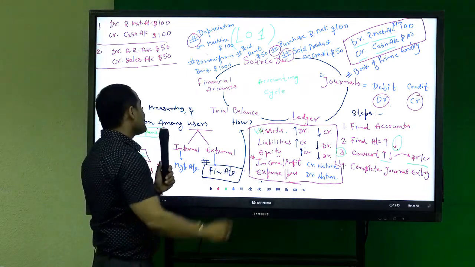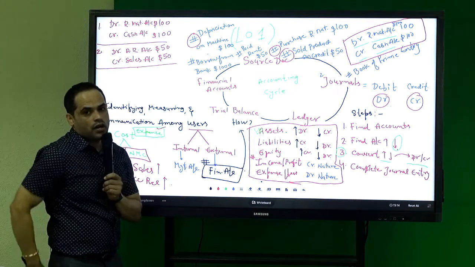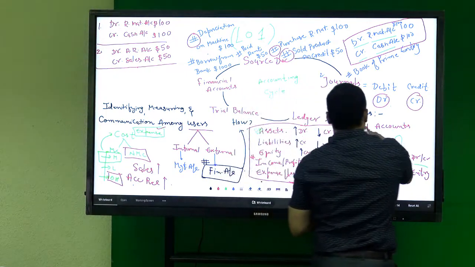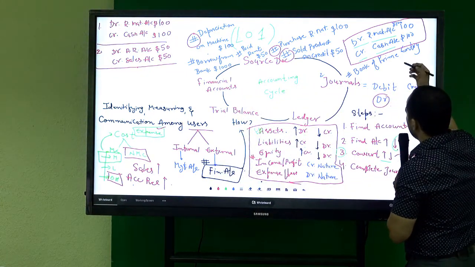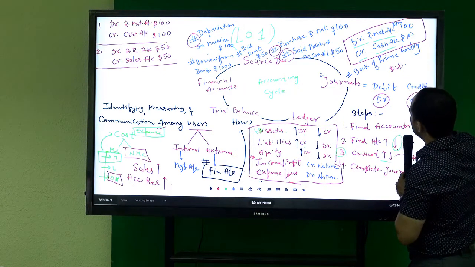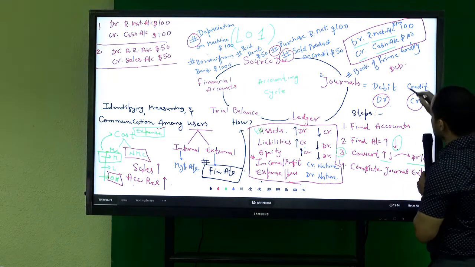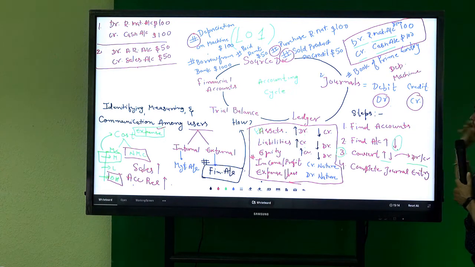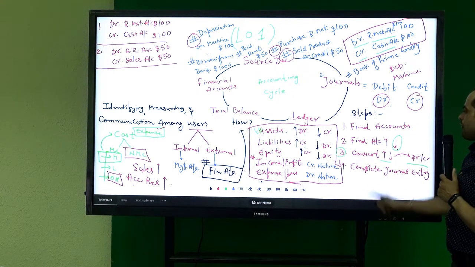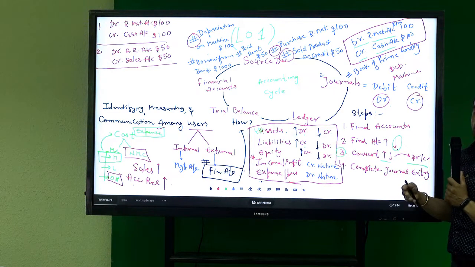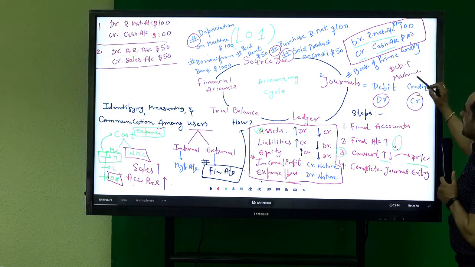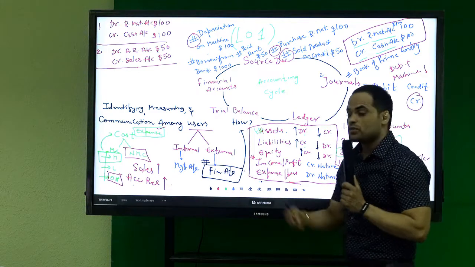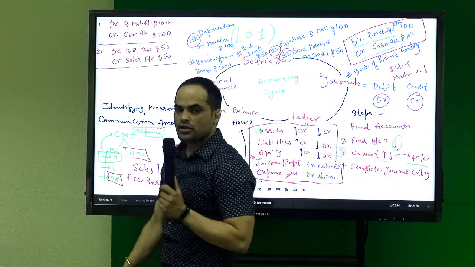So now let's do it. Depreciation on machine $100, right? So depreciation on machine, find accounts, right? So we have two accounts affected here. First is depreciation, right? Second one is machine or machinery. So two accounts affecting. Second, find whether accounts increase or decrease. Depreciation, of course, increase. Machine account will decrease because the value of the machine goes down, which means the machine account is reduced.